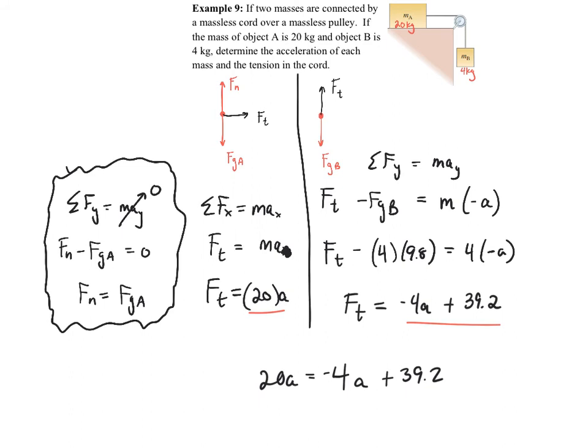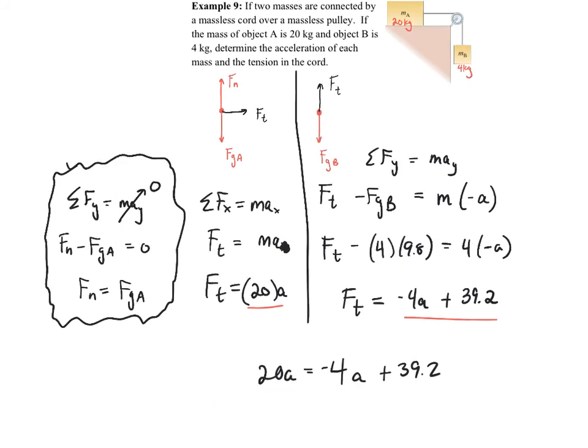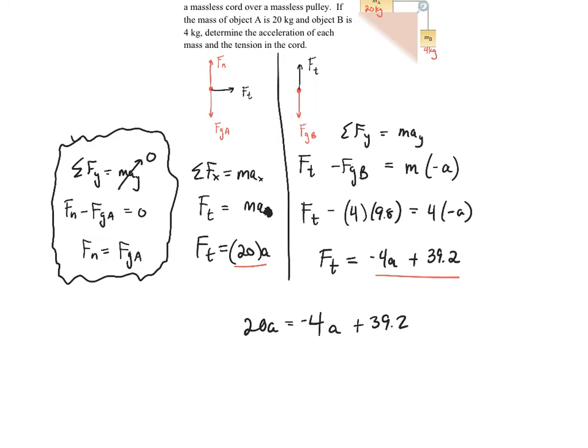So when we draw our diagrams, we have to consider if two objects are moving together over a pulley, we have to consider if their accelerations are opposites or if they're the same. It matters a lot. Okay? What does A turn out to be in this problem? What do we get? What do we get? 1.63?